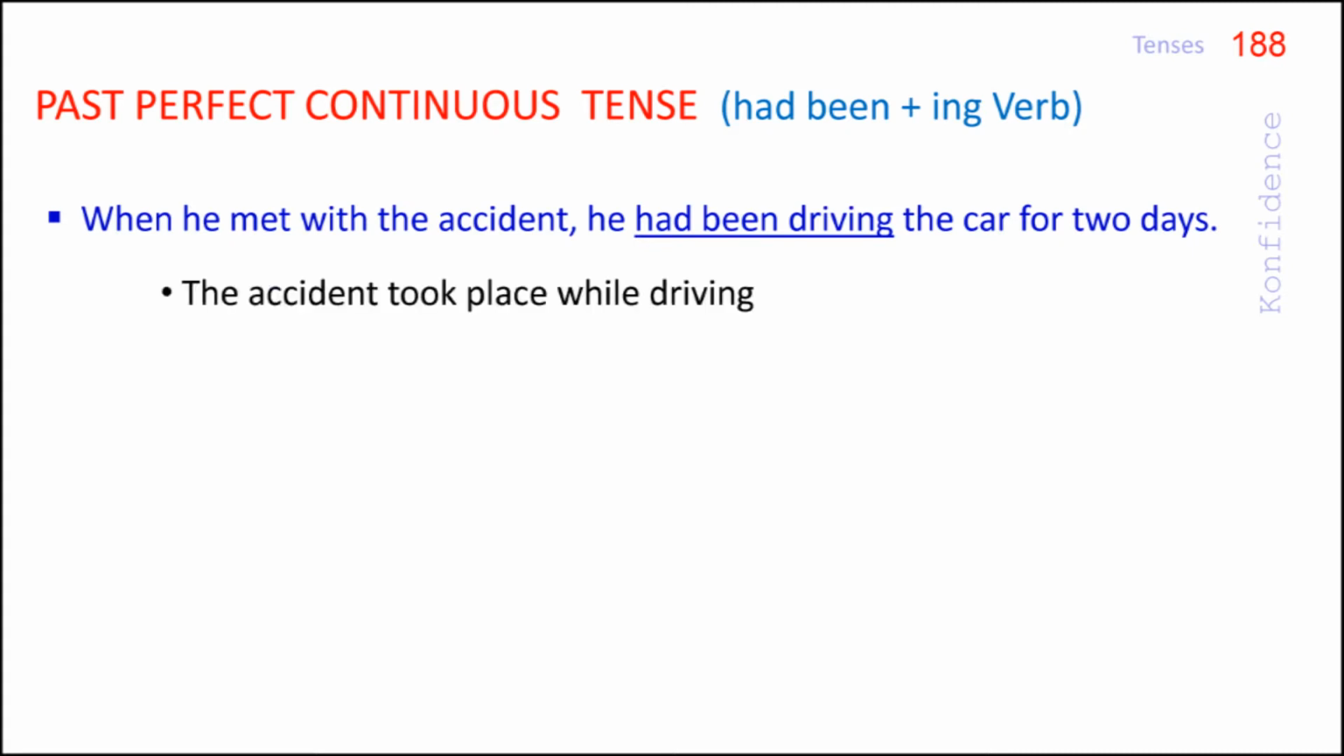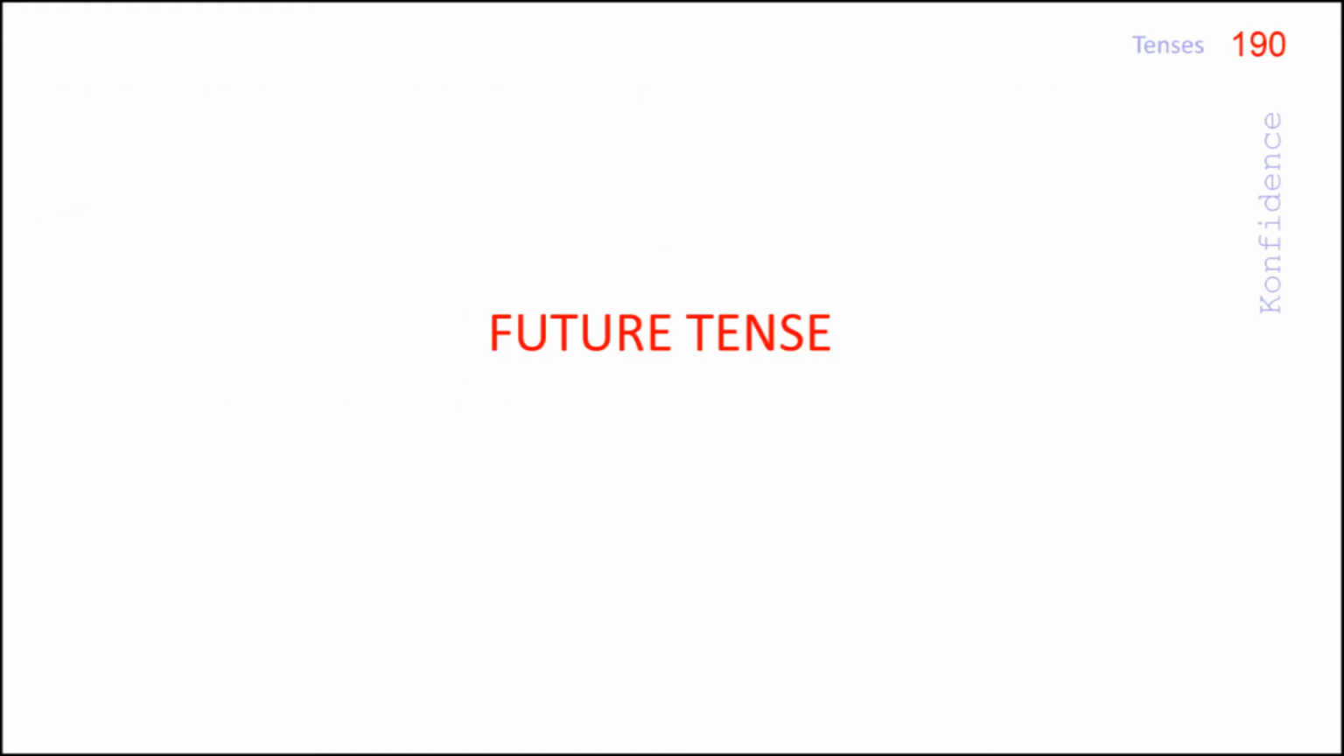Look at the example given in the slide. The accident took place while driving, so had been driving is used. Also note the duration of time of the action. Driving, that is, for 2 days. Let us discuss various future tenses now.